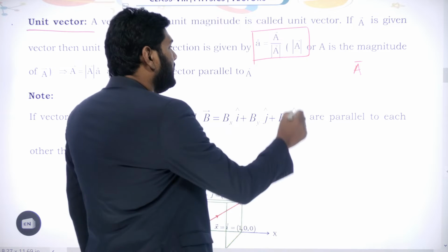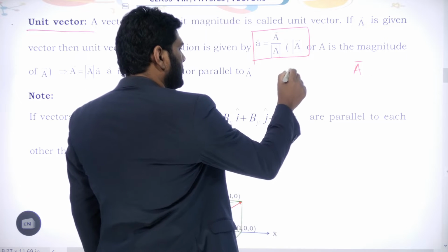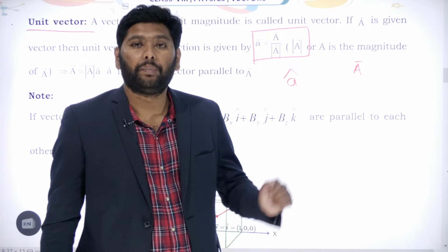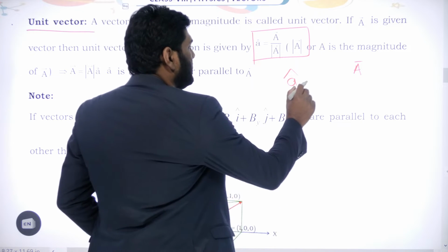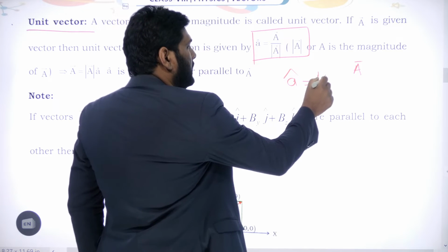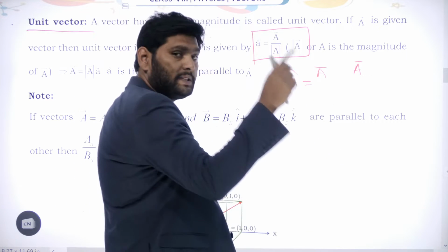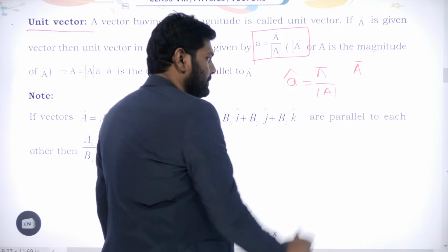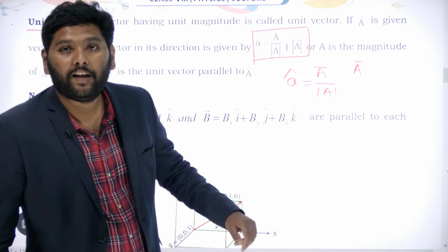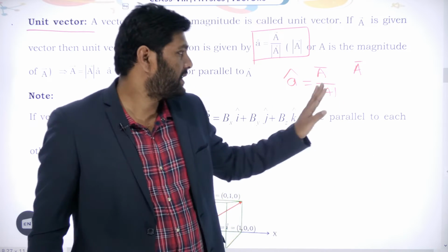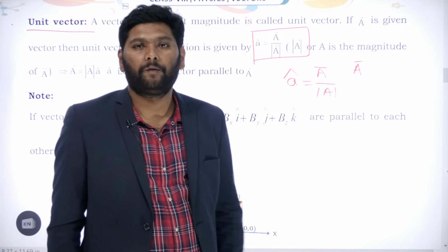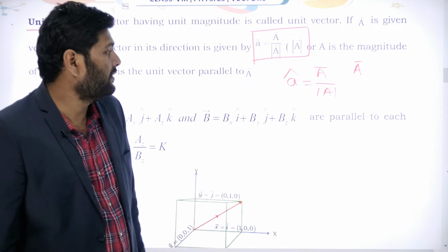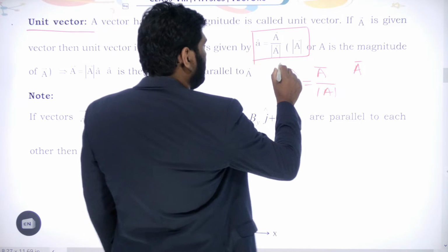How do you find the unit vector of this A mathematically? Generally, a vector is represented with a cap. A cap is equal to vector A divided by the magnitude of vector A. Got my point? Vector A divided by the magnitude of vector A will give the unit vector. This is a formula. Keep it, remember.